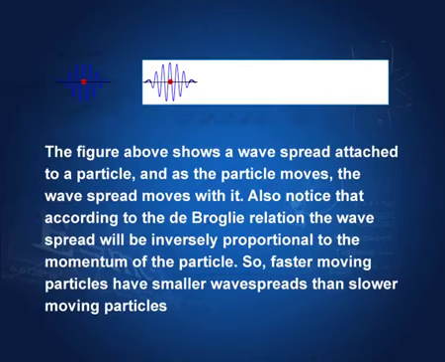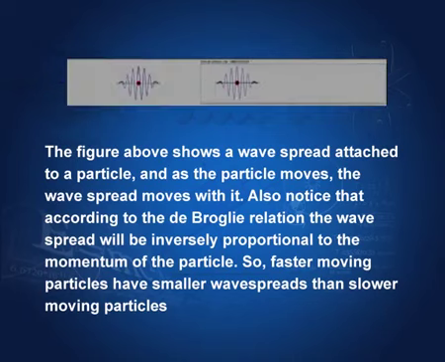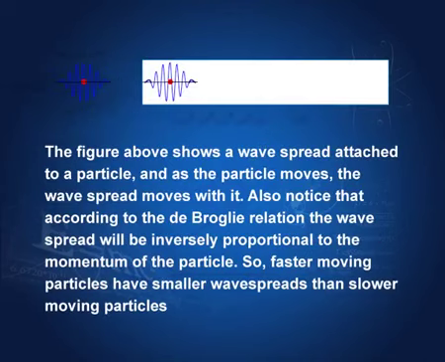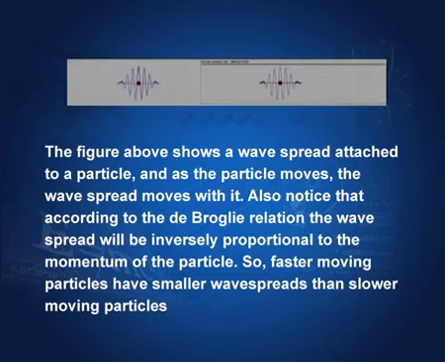Here is the animation. You see, as the particle moves, there are waves which are associated with the particle, and they move along with the particle. Also notice that if the momentum of the particle is high, then its lambda is low, because it is inversely proportional to the momentum. So, if the particle has higher velocity, higher momentum, then the wavelength would be smaller according to the de Broglie relationship.